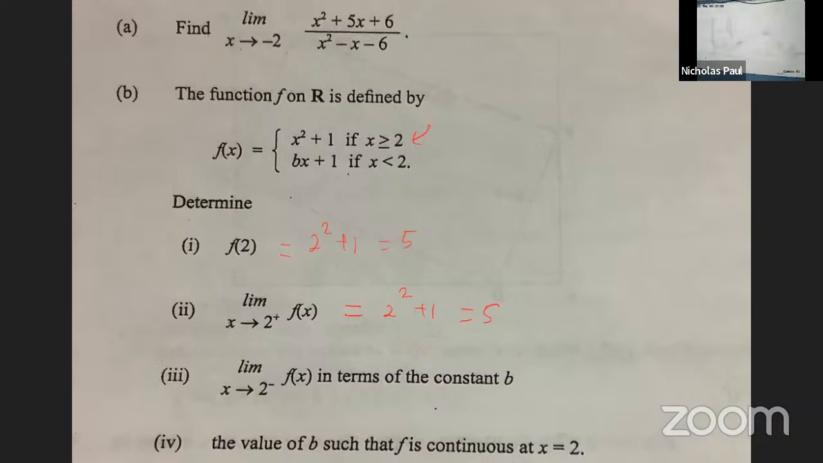Right, next one. As you approach from the left, you're going to use this function here. So that'll be b times 2 plus 1, right? So that will be 2b plus 1. Now they set it continuous at 2. What that means is that when you approach from the right and the left, it's supposed to be the same value. So therefore, 2b plus 1 is 5, 2b is 4, b is 2. That's okay? Really easy, right? There are a few more like that.